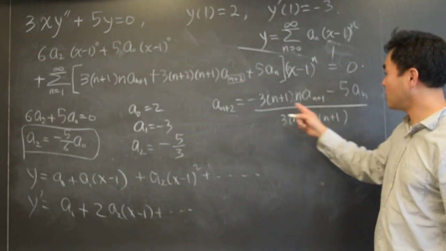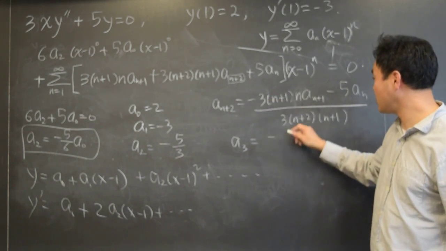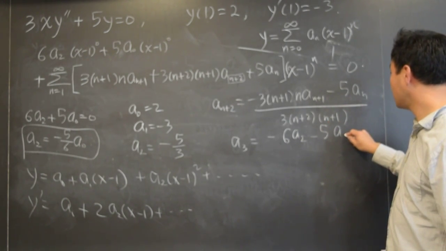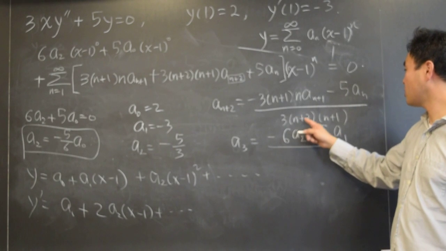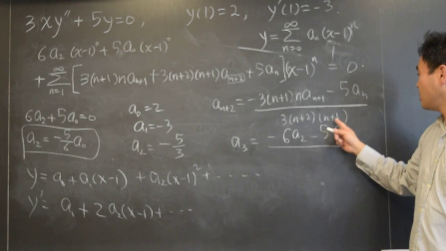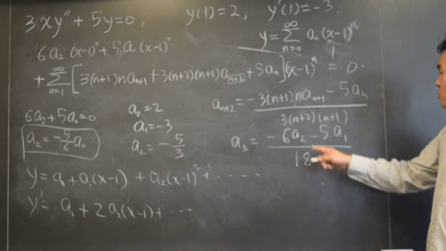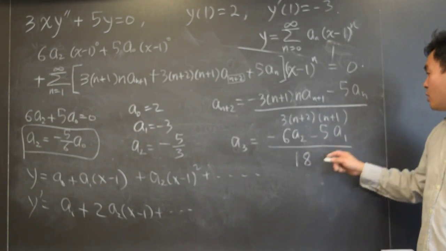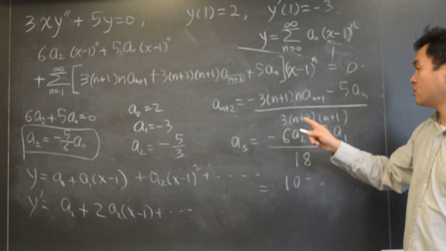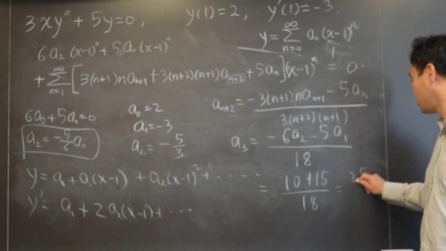And then this one tells us that A3 is negative 6A2 minus 5A1 over, see, I'm putting n equals 1 here, so it's 6 times 3, 18. And then you plug in these values, A2, A1, so negative 6 times that is positive 10. A1 is negative 3, so plus 15 over 18, so it's 25 over 18.